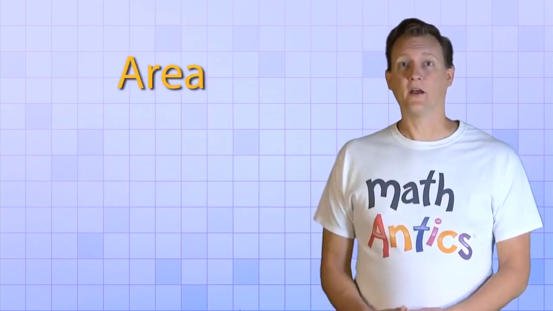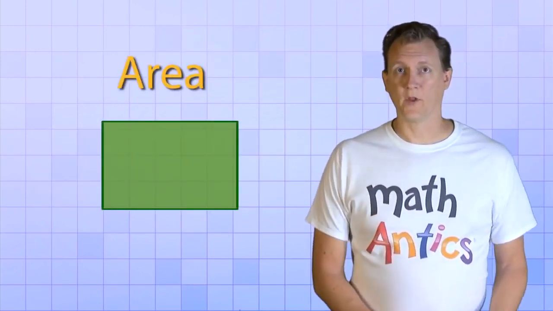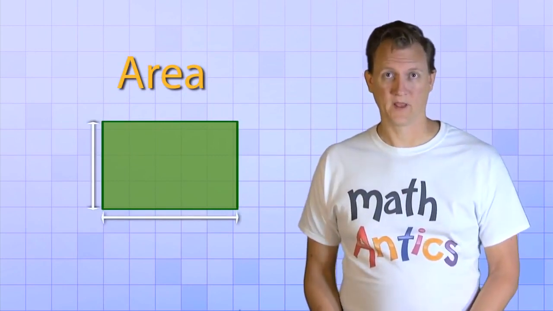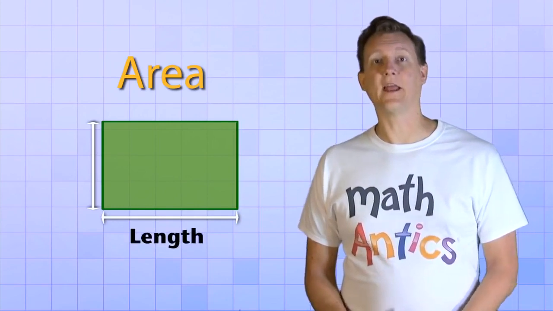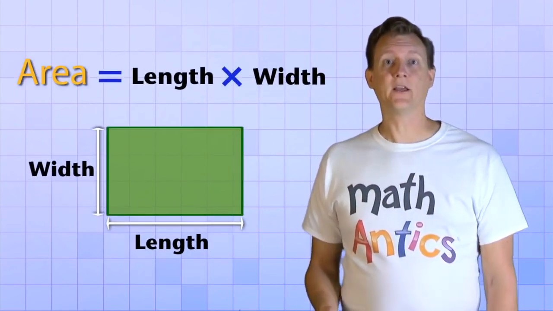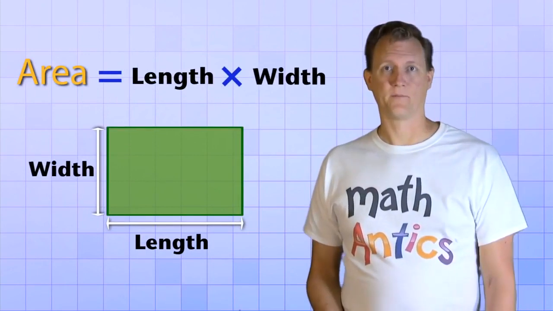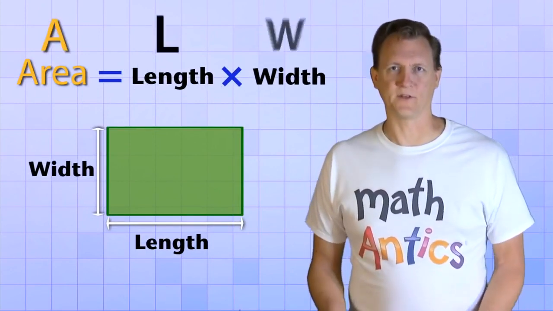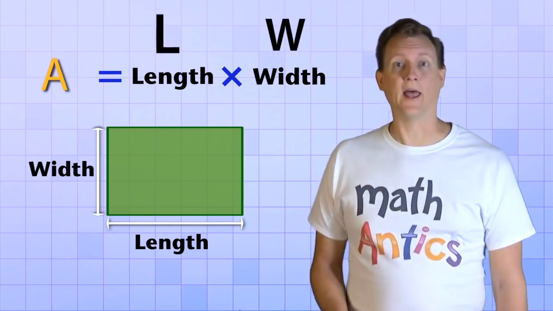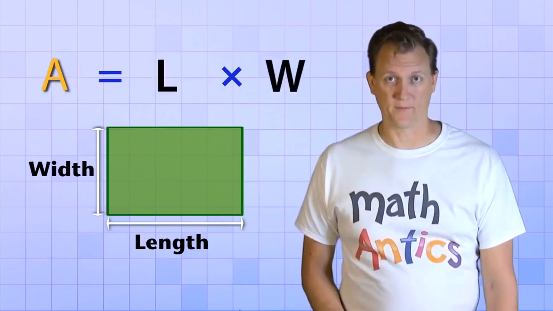To find the area of any square or rectangle, all we have to do is multiply its two side dimensions together. They're usually called the length and the width. So the formula looks like this. Area equals length times width. But it's often written with just the first letters of each word as abbreviations. A for area, L for length, and W for width.